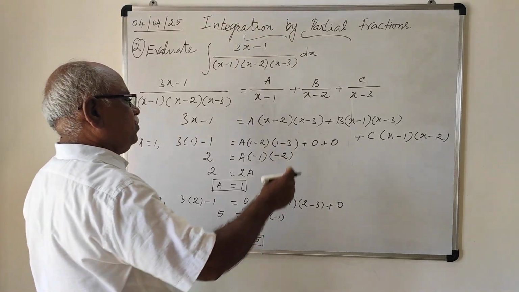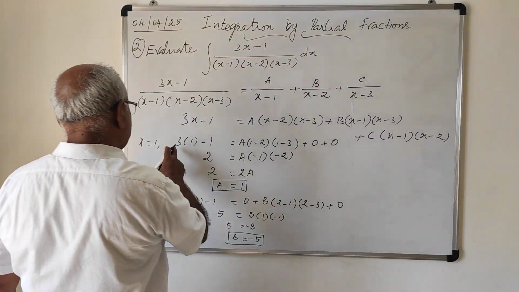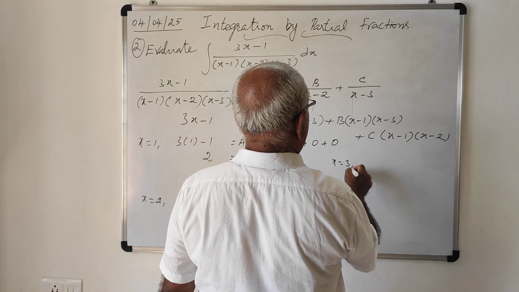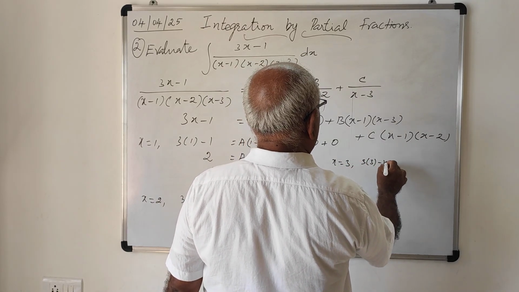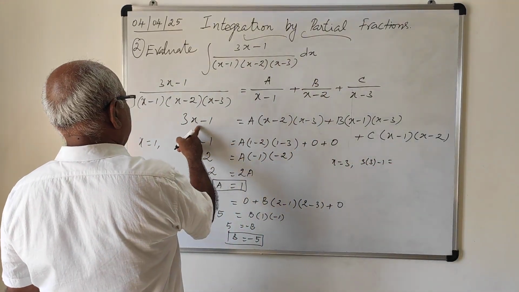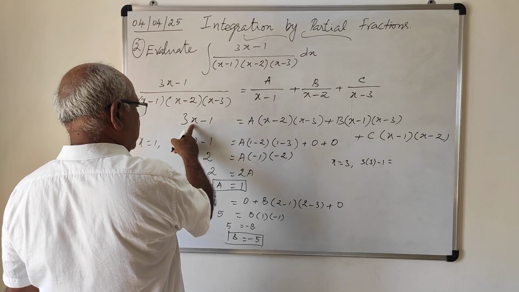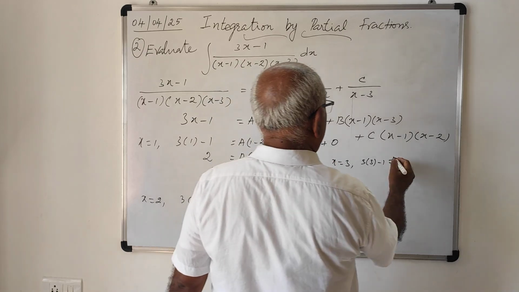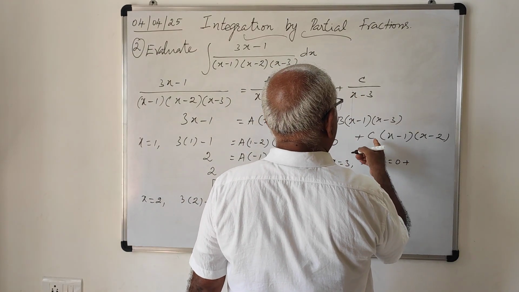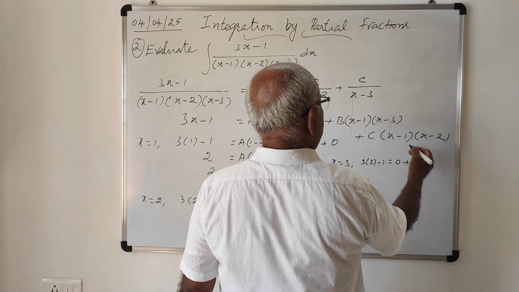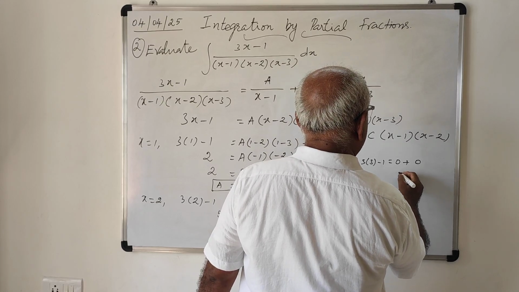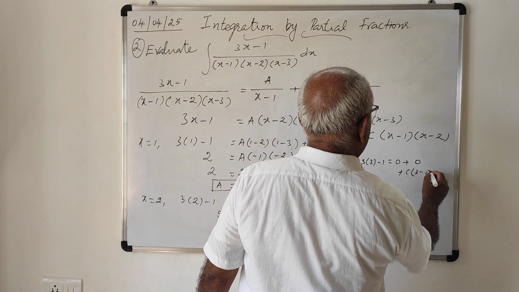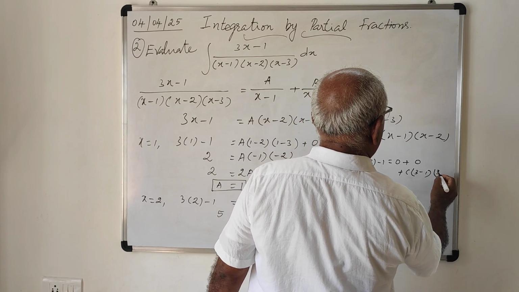Similarly, to get the value of c, substitute x equal to 3. If you put x equal to 3, 3 into 3 minus 1 equals a into 0, the first term is 0, b into 3 minus 3 is 0. So you get only the term c, c into 3 minus 1 into 3 minus 2.